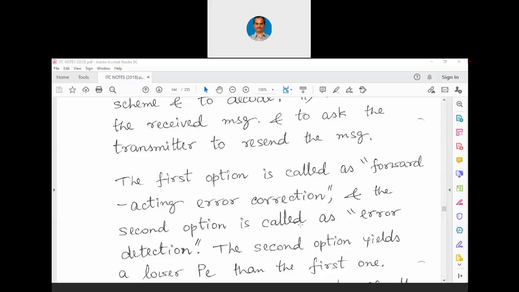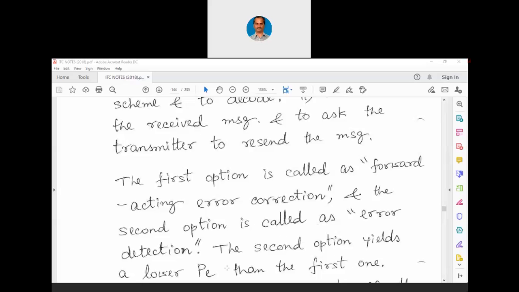And the second option is the receiver asking the transmitter to send the data back. Now, the receiver has detected the error. If it has not received 000 or 111, that means it has detected the error: I have not received 3 zeros, I have not received 3 ones, I have received something else which is a combination of 0 and 1. That means there is an error. And the destination will say to the source, you send it back because I have an error. That is called error detection.